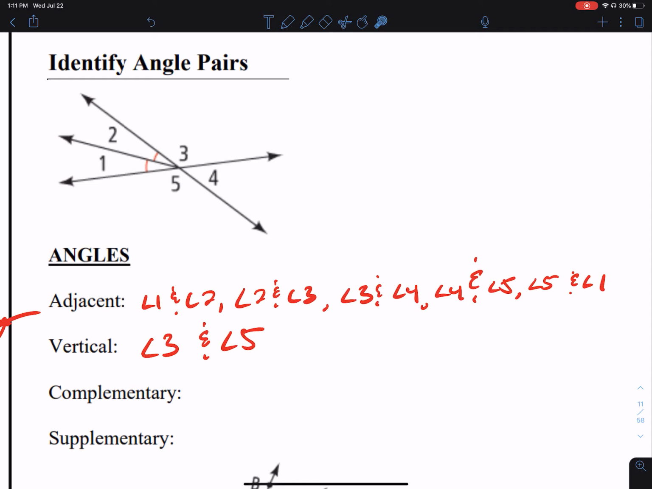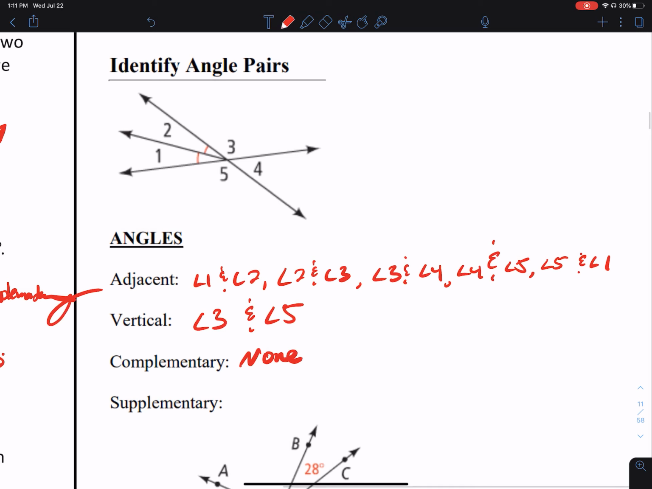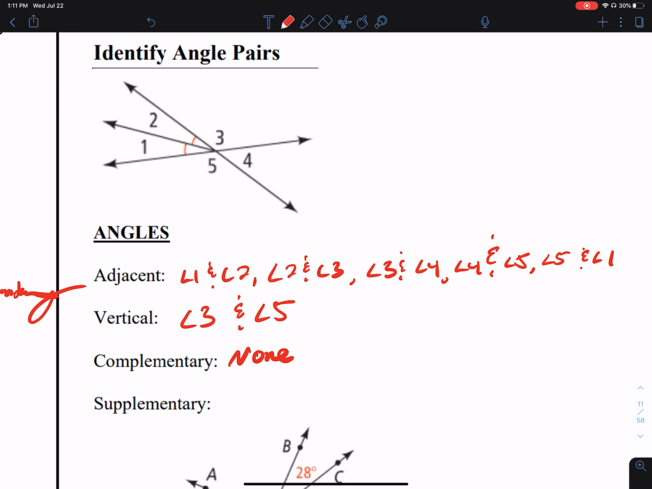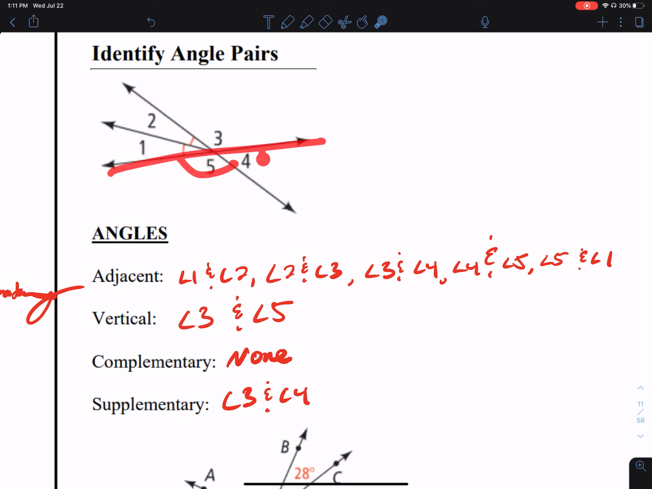Complementary angles, two angles that add up to 90. There's no indication that this picture has any angles that add up to 90. Supplementary. Well, if we had a linear pair, we would say they're supplementary. Here's a line. Angles 3 and 4 form a linear pair. Likewise, 5 and 4 form a linear pair. Cool.